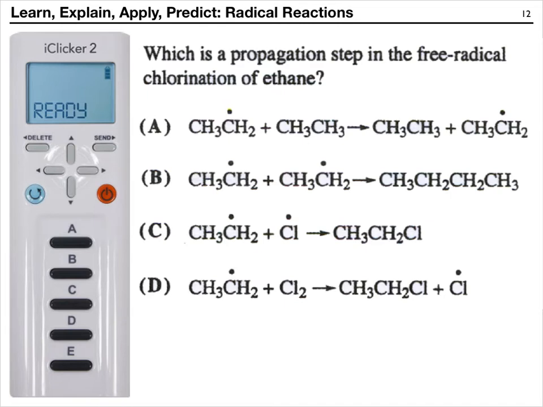If you notice in choice B, you have ethyl radical, ethyl radical. When two radicals combine to form a neutral product, that's called a termination step. We also see that in C, ethyl radical plus chlorine radical combining to give chloroethane. That's a termination step. So D is the correct choice: ethyl radical abstracting chlorine, generating product and chlorine radical.